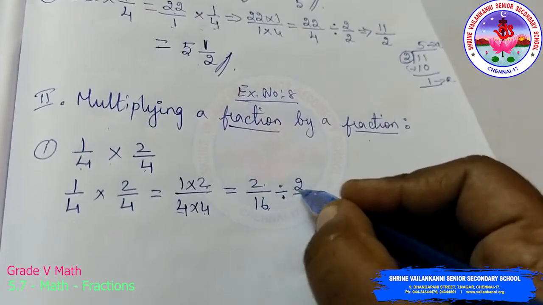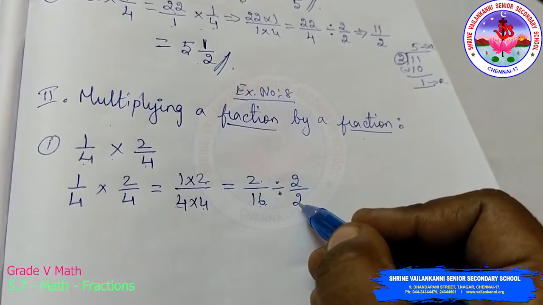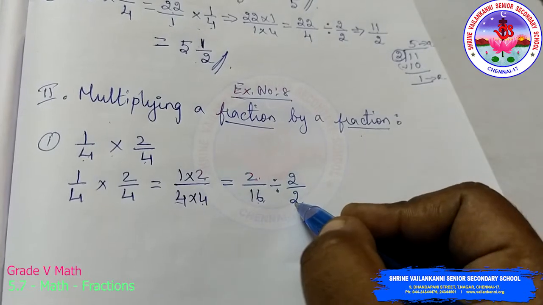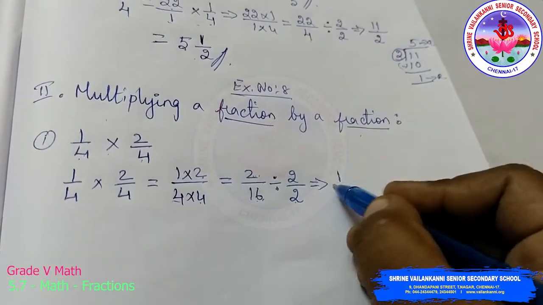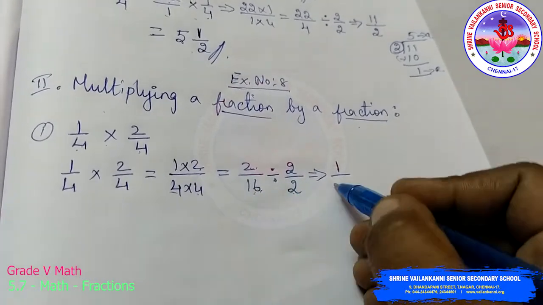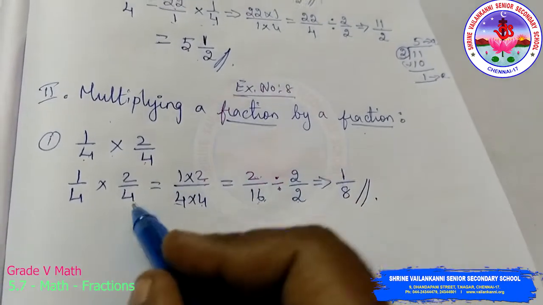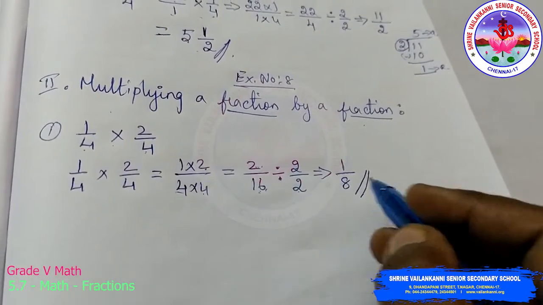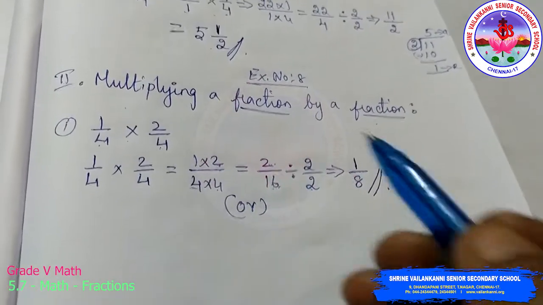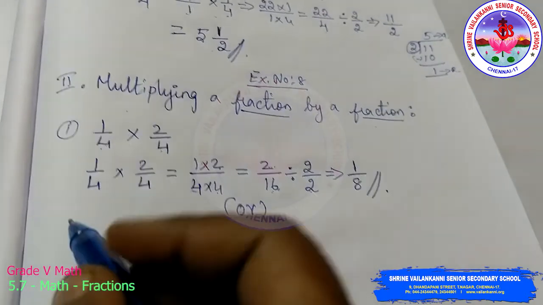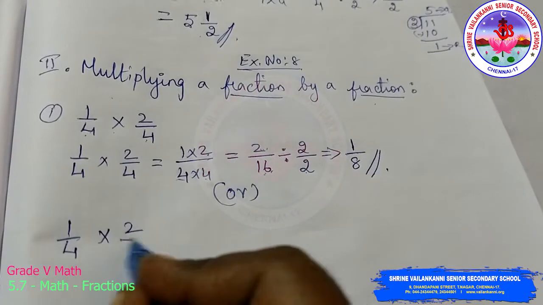This 2 by 16 can be simplified to the lowest term. Again, I am going to take the common factor 2 and divide the numerator and denominator by it. In the 2 table, 2 will come 1 time. In the 2 table, 16 will come 8 times. So 1 by 8 is the answer. This is one kind of calculating the multiplication. Or you can use another way of finding the answer: 1 by 4 into 2 by 4.